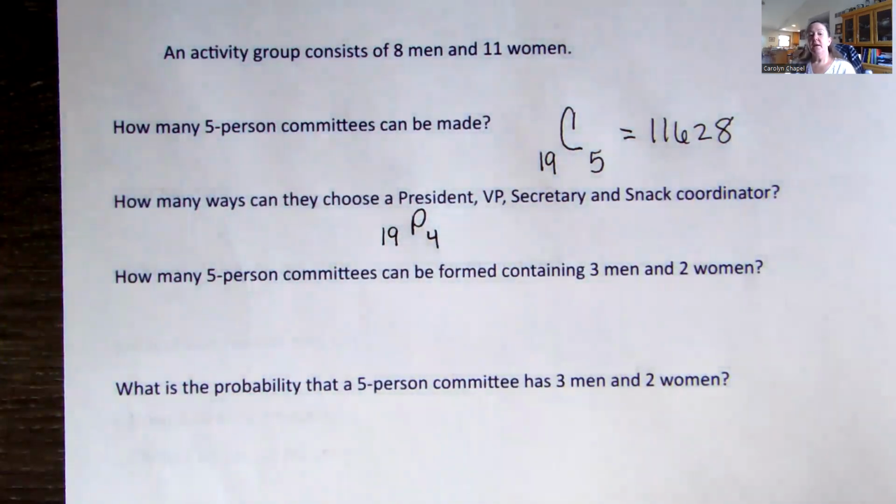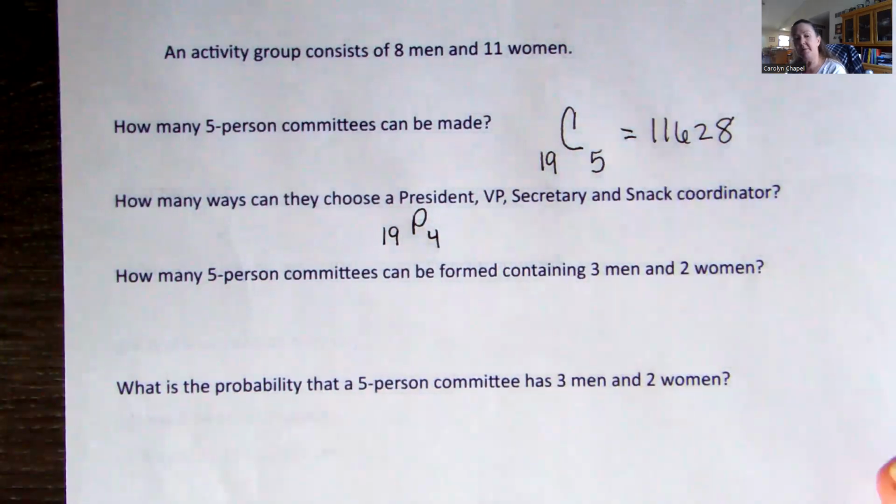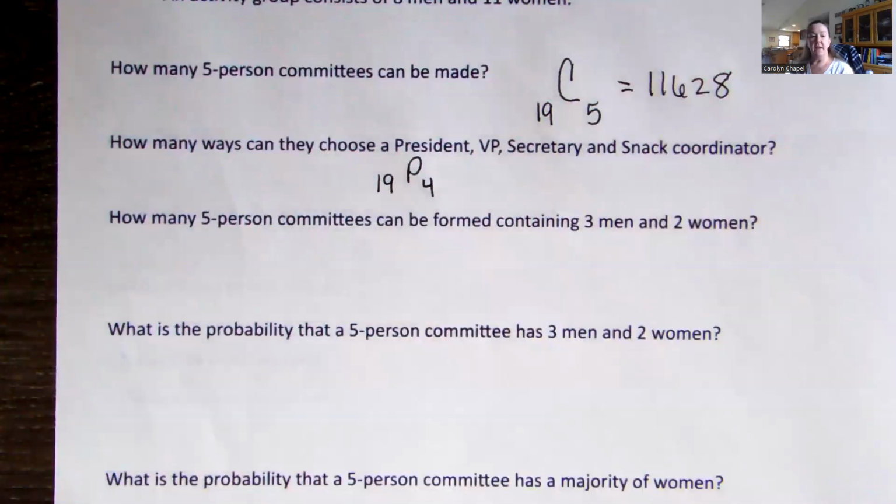All right, let's step it up. This gets a little bit more complicated. How many 5-person committees can be formed containing 3 men and 2 women? Okay, and we're going to do this in 2 separate pieces. So we need to be specific here. We've got men and we've got women.